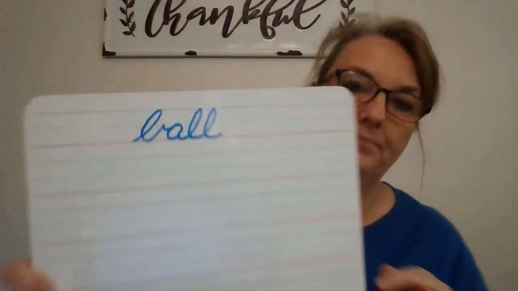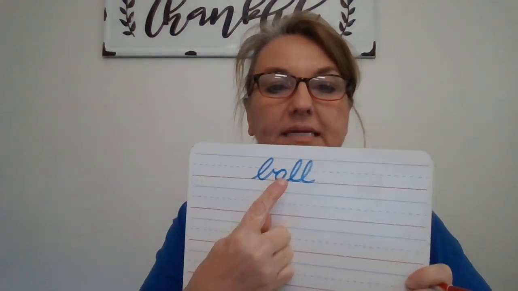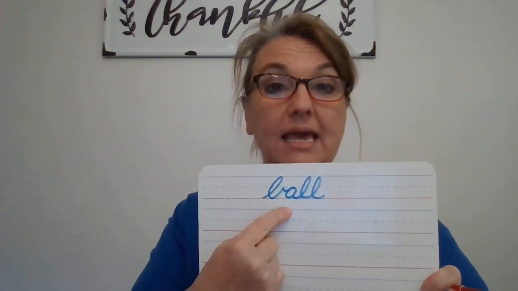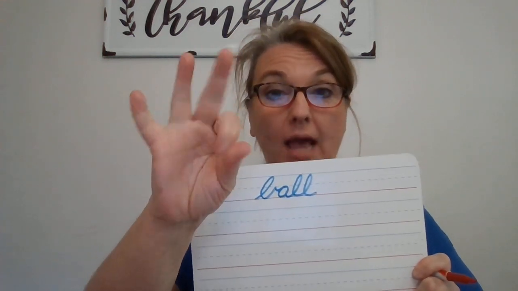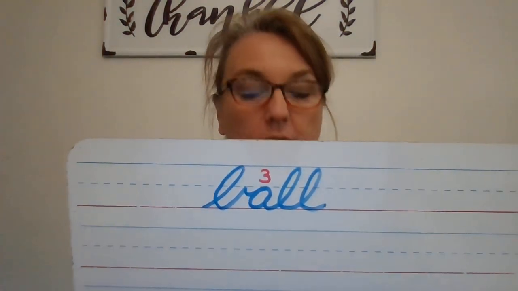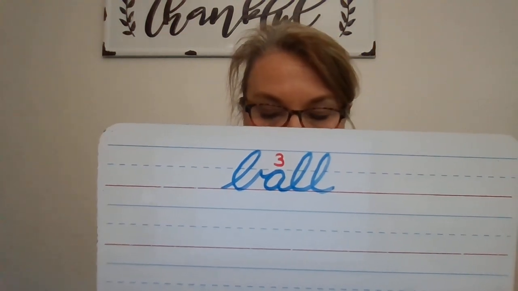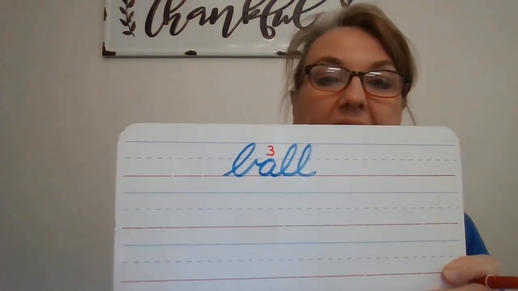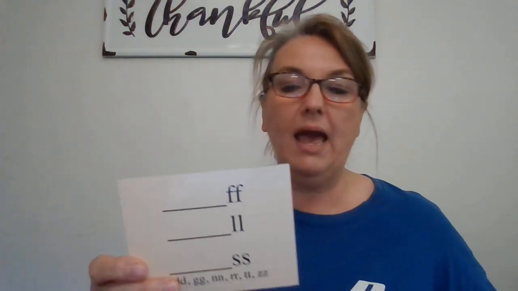All right, now let's look at the word ball. We already talked about how our A is not making the A sound. It is making ah. It's making our third sound. So above that A, we're going to write a 3. No backward numbers. Write a 3 above the A, because it's saying its third sound. Now, let's remember this, okay?